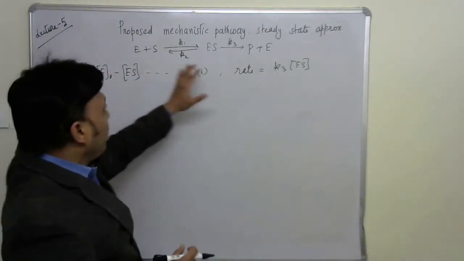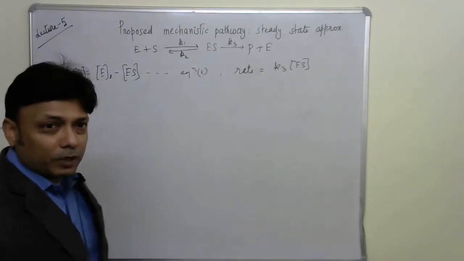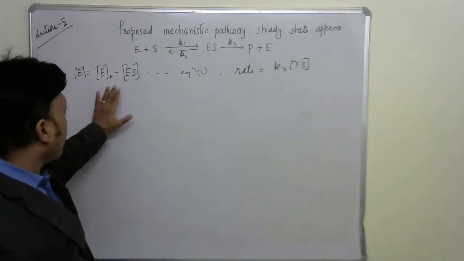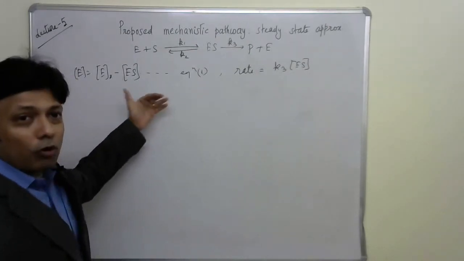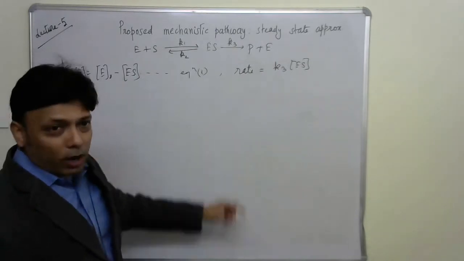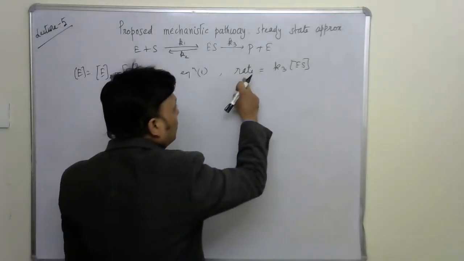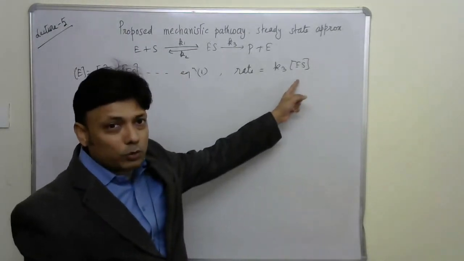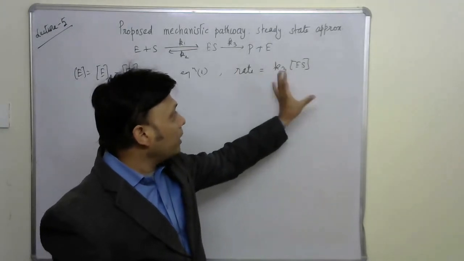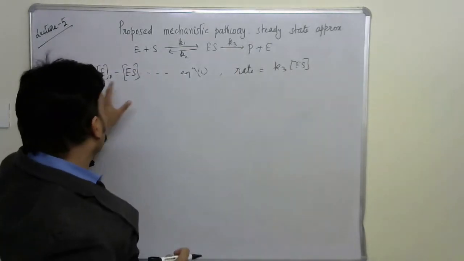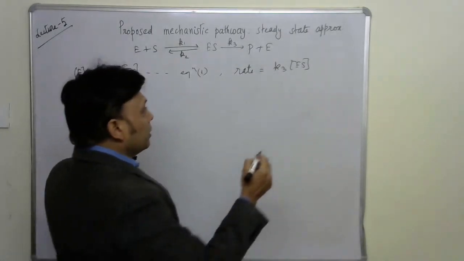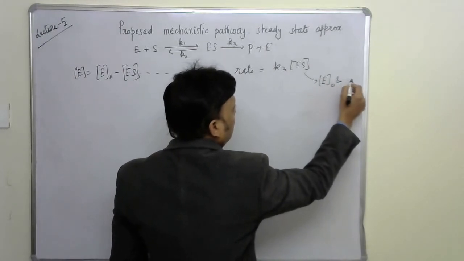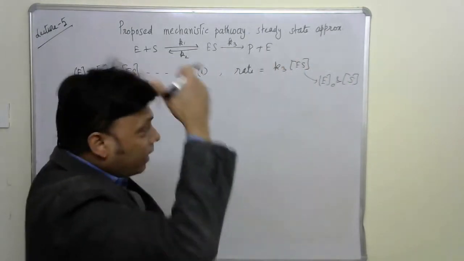So here we go. I have rewritten the mechanistic step once again, and we can express the unreacted enzyme concentration as E naught minus ES, which we have already seen, and I call it equation 1. And finally we have to find the expression for rate, which is K3 multiplied by ES. So I want to express the enzyme substrate complex concentration in terms of E naught and S. That is my goal. Then only I have a complete rate equation.